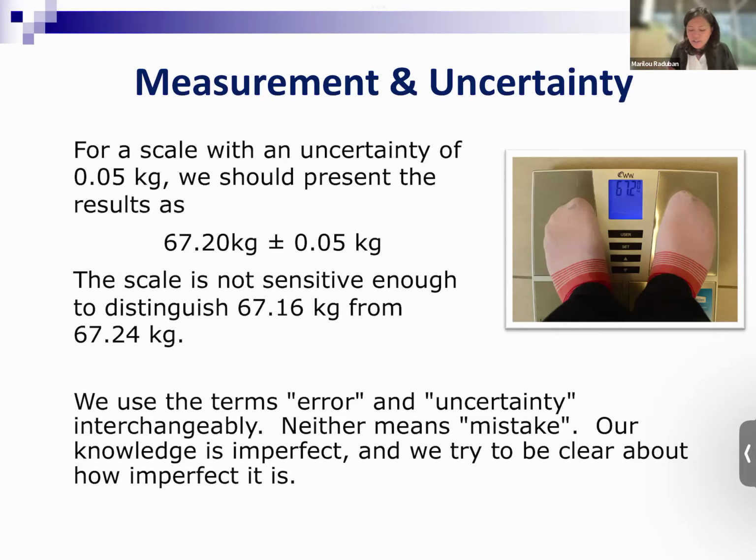Right? So here's another example. If you're measuring the mass and the scale only measures up to 0.05 kilograms, meaning the smallest division of your scale is 0.05 kilograms, you then use that as the uncertainty in your measurement, plus minus 0.05.